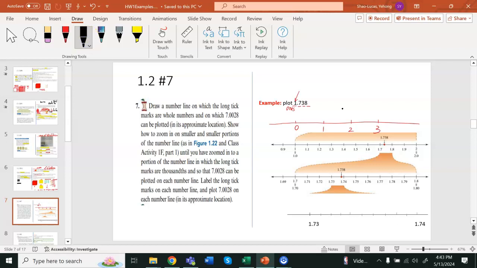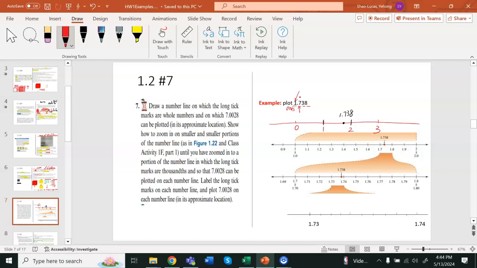But because we know it's going to be in the range of 1 to 2, but we don't know where it is exactly, we can only find an approximation, a rough spot right here. So 1.738. We try to use the first digit, the ones, to determine the number is between which two whole numbers, 1 and 2. But now we're going to look at the next digit, which is the tenths place.